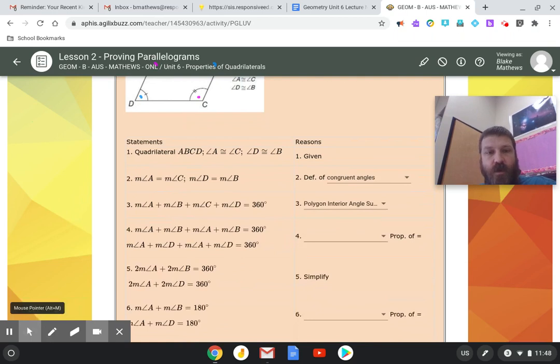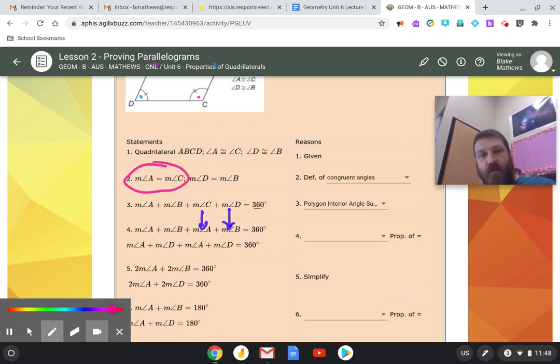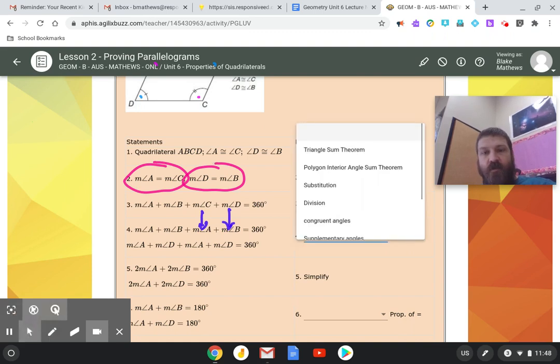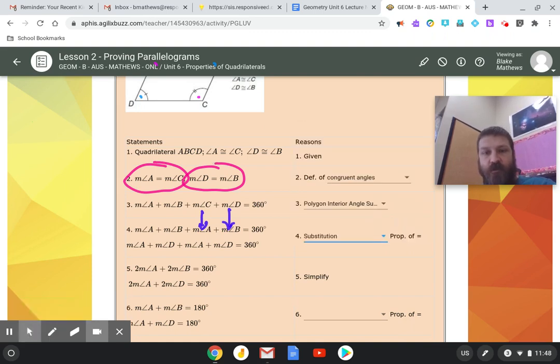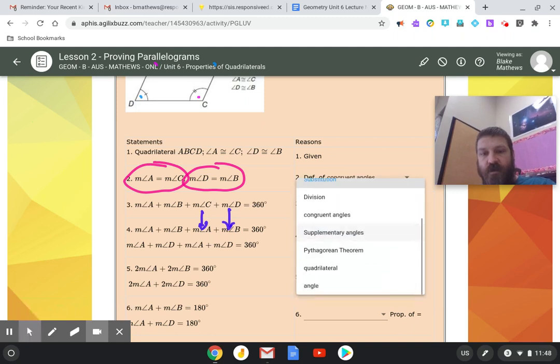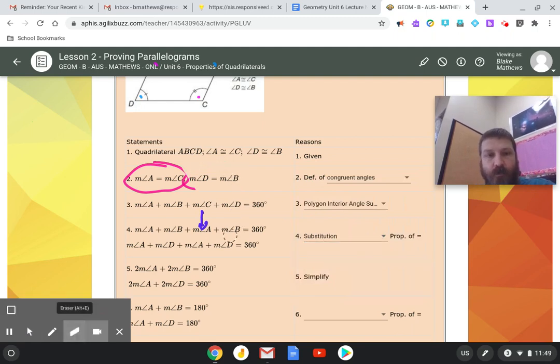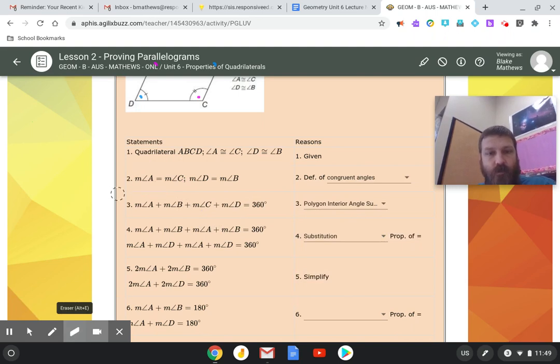Oh, this is a little weird. A, B, A, B. So they've changed C to A, and they've changed D to B. Now, how did they do that? Well, they did that because of this and this. If A is equal to C and D is equal to B, then I can replace them, or in other words, substitute them. Substitution property of equality. I'm substituting one value for another value because they are the same. All right, let's move on to the next one.